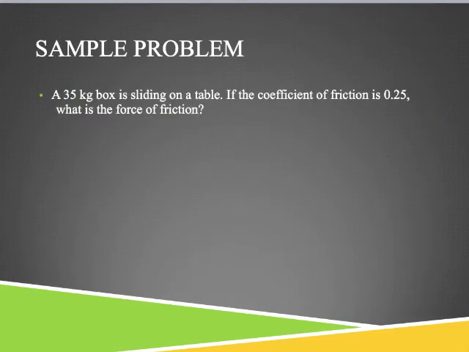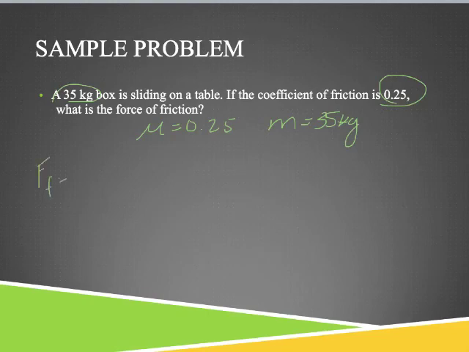So one more example problem. We have a 35 kilogram box sliding on a table. Coefficient of friction is 0.25. What is the force of friction? So we have mu equals 0.25. Mass equals 35 kilograms. All right. And we know F of F is equal to mu times normal force.